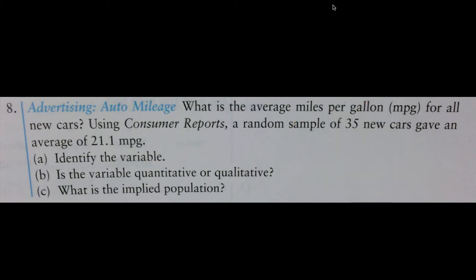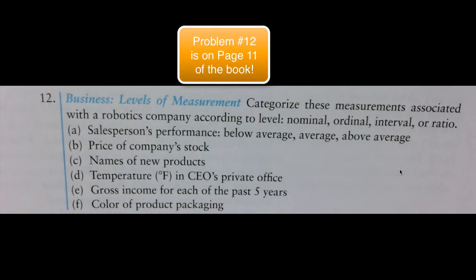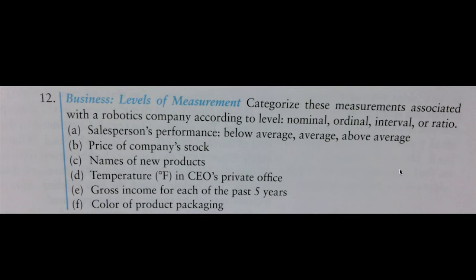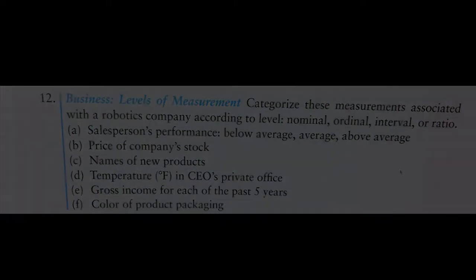So now let's go and look at problem number 12. Problem number 12 is also found on page 11, and it is concerned about levels of measurement. Categorize these measurements associated with a robotics company according to the levels nominal, ordinal, interval, or ratio. And there's the list A through F. So let's go over the definitions for nominal, ordinal, interval, or ratio before we make our determination.